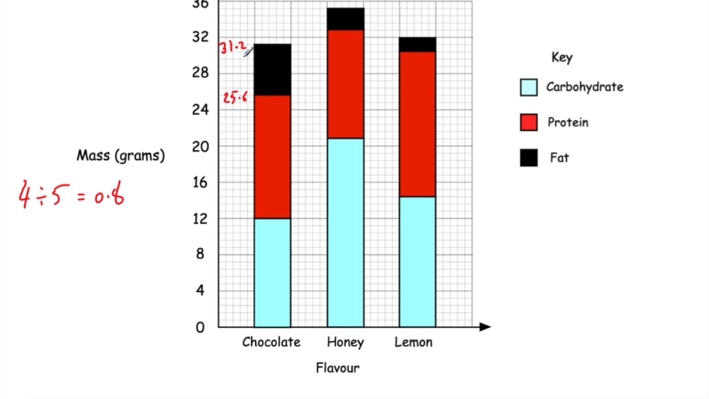So if we want to work out the number of grams of fat, we're going to do 31.2 subtract 25.6 and see what we get. And 31.2 take away 25.6 is equal to 5.6.